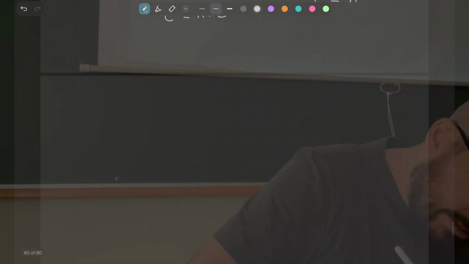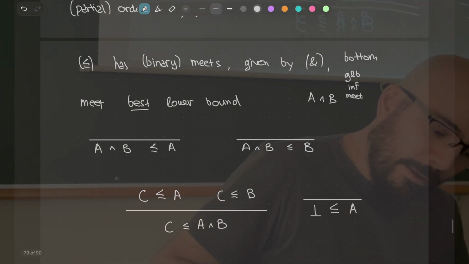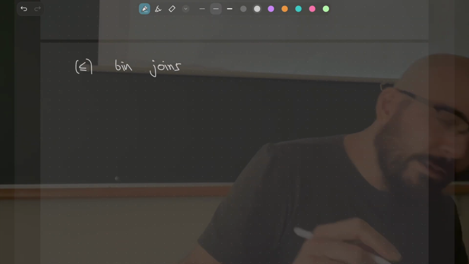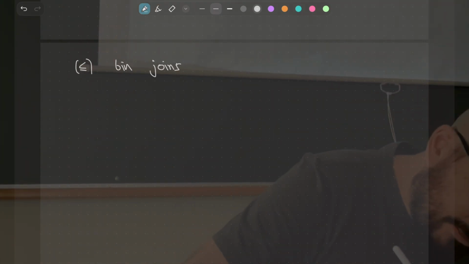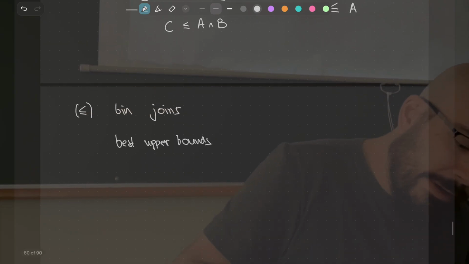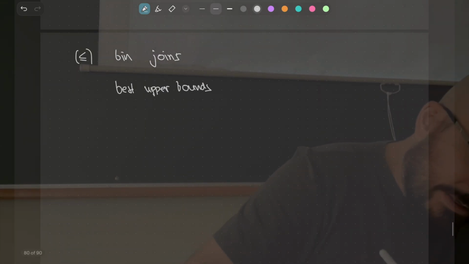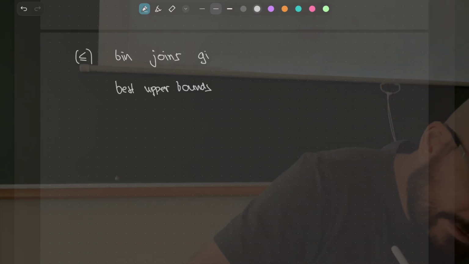Similarly, this thing has binary joins. What is a join? If you look at all the upper bounds, it's the best one. So it's the best upper bound. And probably you guessed it. Now it will be the other way around. Can somebody guess what the joins will end up being in this world? Yes? The disjunction, okay. Given by disjunction.